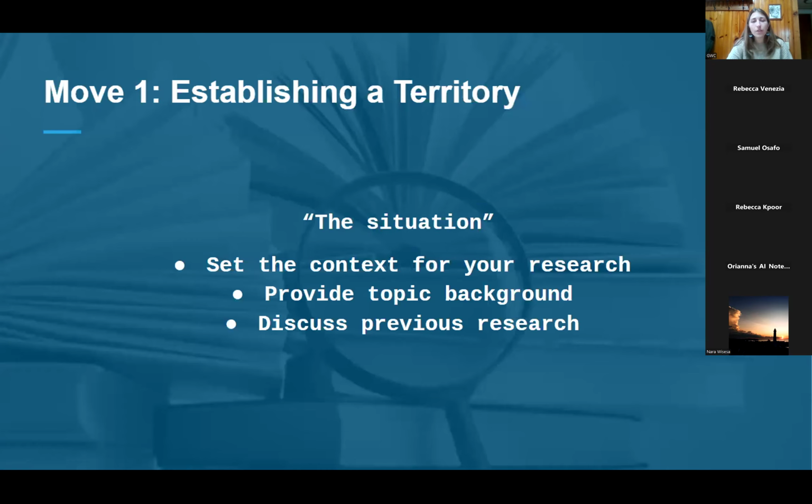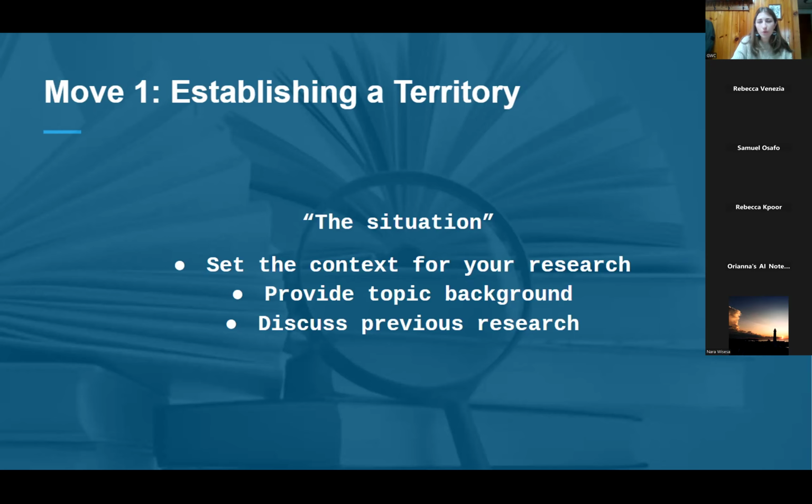Okay, so the first move, as they call it, is establishing a territory. This is really setting up the situation or giving some context for your research. This is where you give a little bit of background into the topic and perhaps discuss previous research. So this is really setting up: this is what we know in our field right now. This is the state of the research, kind of like leveling with your reader. We all know this stuff right now, okay?